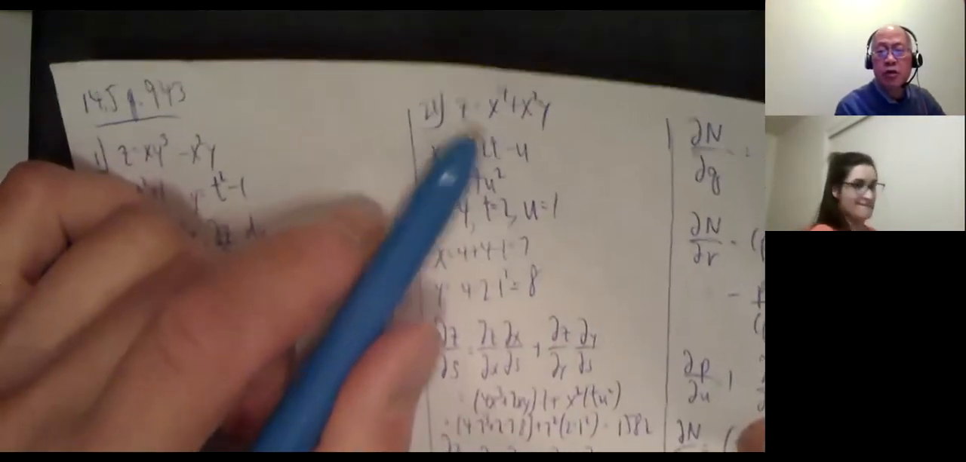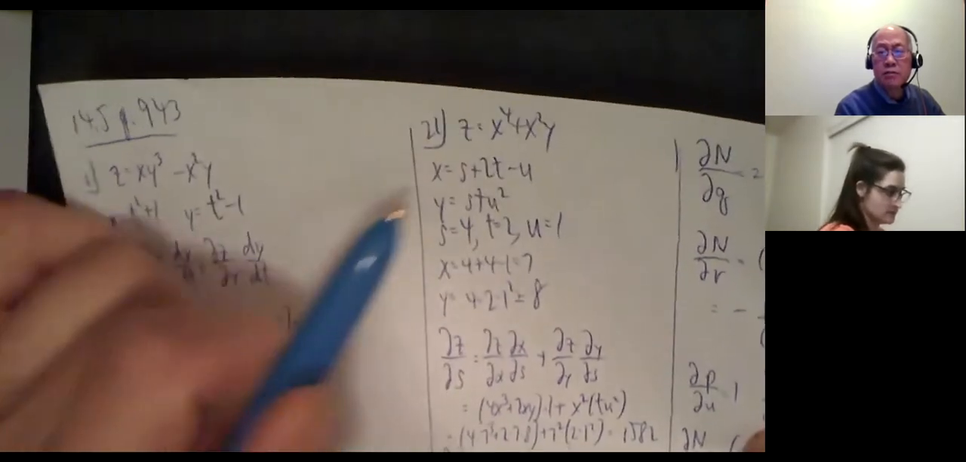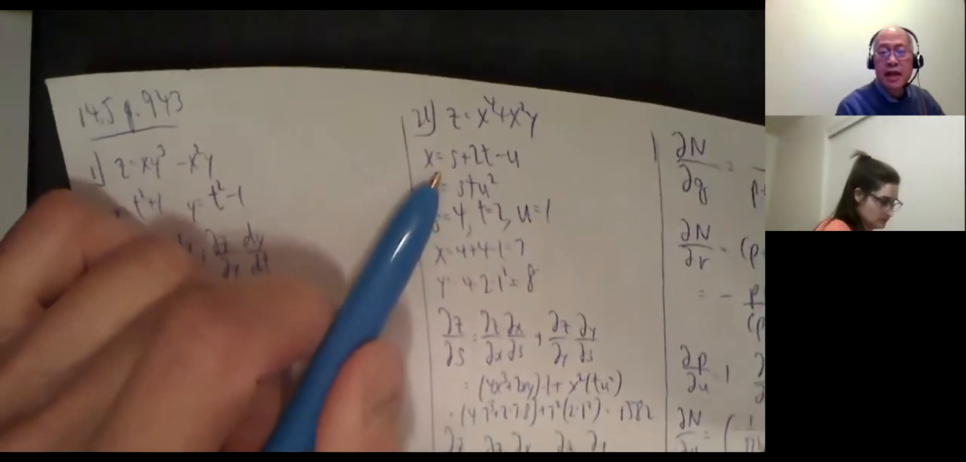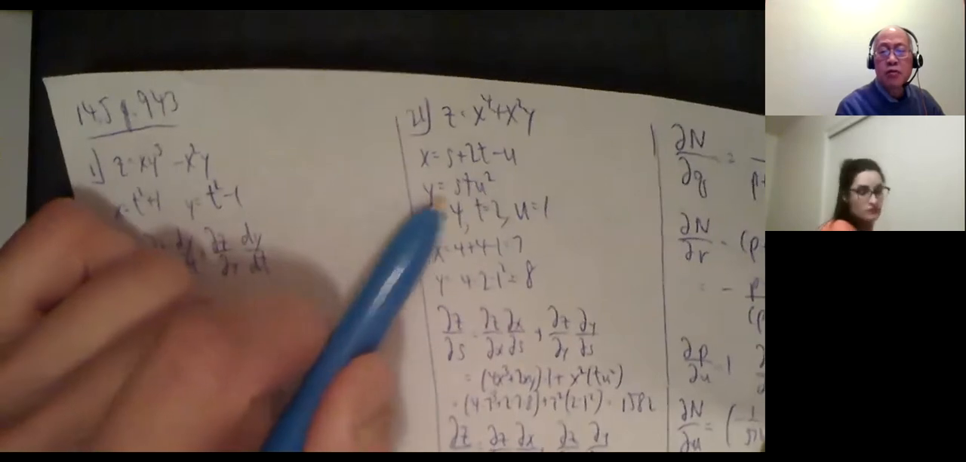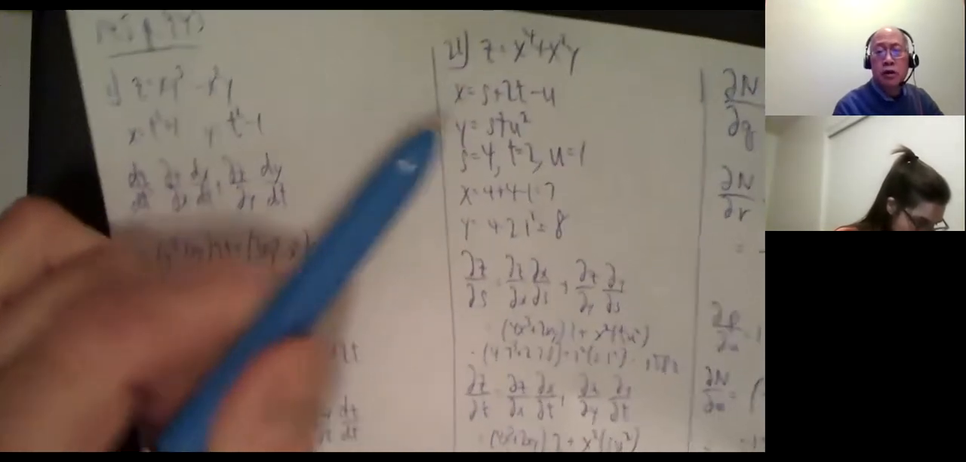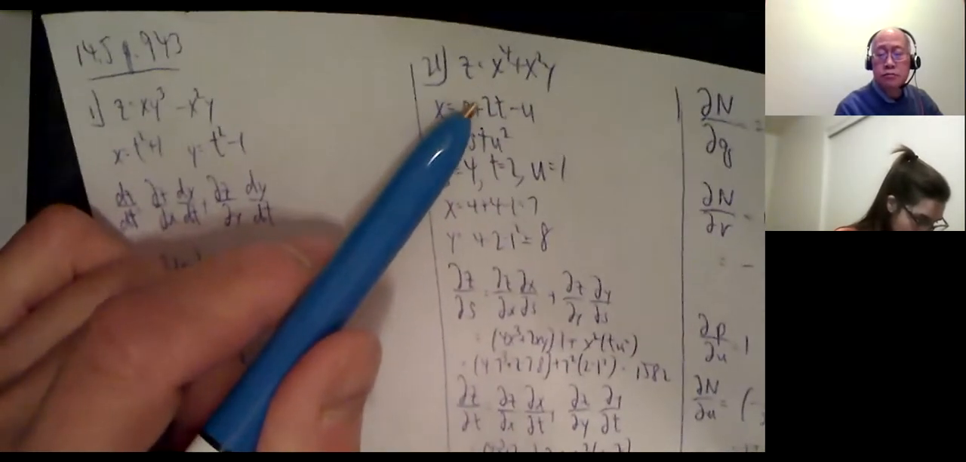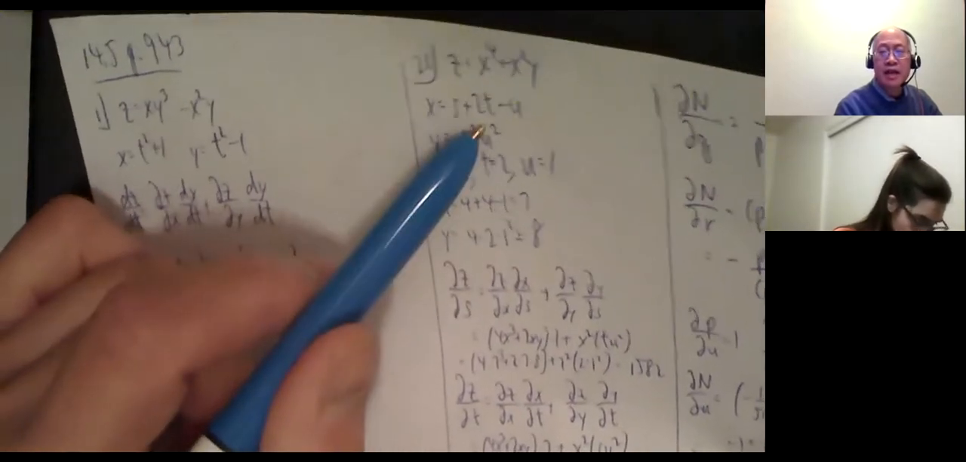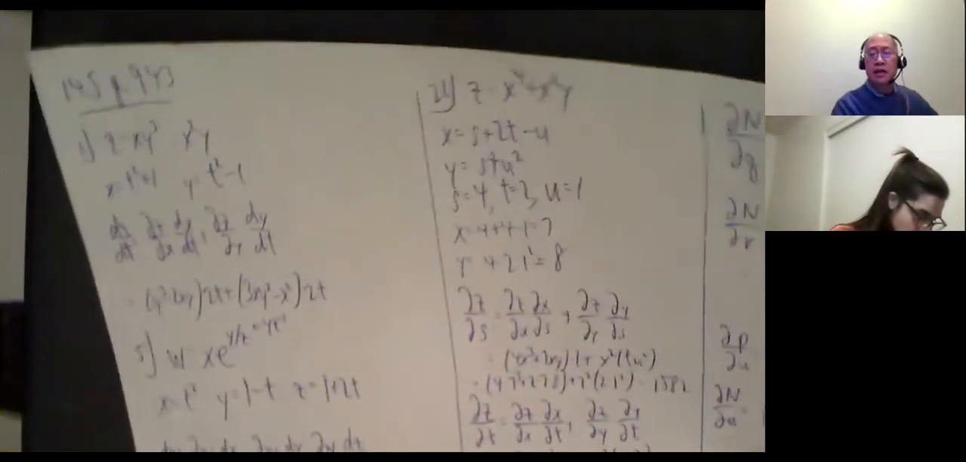Z is equal to x to the 4th plus x squared y. X is s plus 2t minus u. Y is stu squared. Okay. They give me s, t, and u. Now, my derivatives are going to have x and y also. There's going to be x's and y's all over here, and s's, and t's, and u's. There aren't going to be any z's.